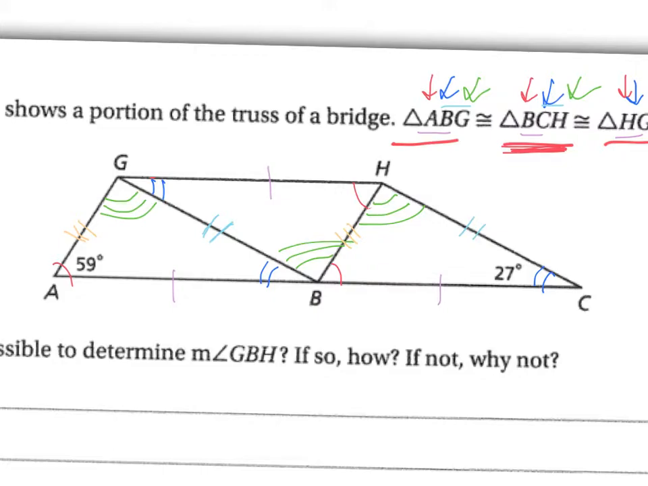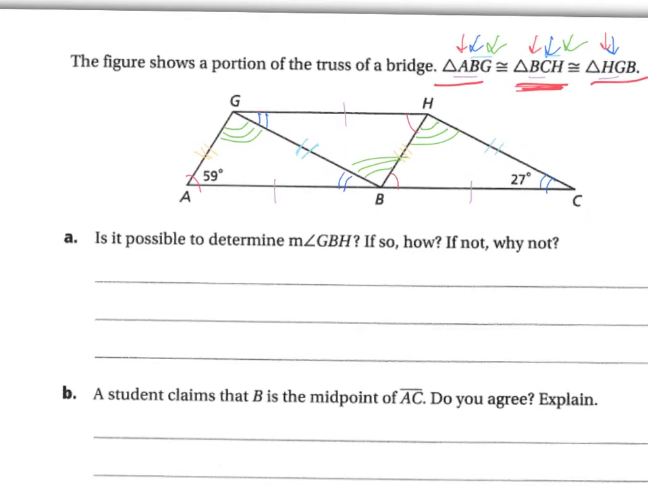So let's look at what the question says. Is it possible to determine the measure of GBH? Well, if you'll notice, everywhere we have the measure of angle A, which is 59 degrees, angle B is also 59 degrees, which also this angle is 59 degrees. Now, the other one, the one we did in blue, we have 27 degrees here, this angle, which means this is 27 degrees, and this is 27 degrees.